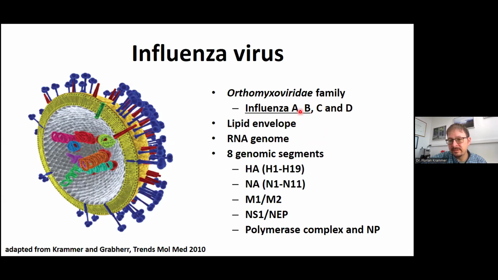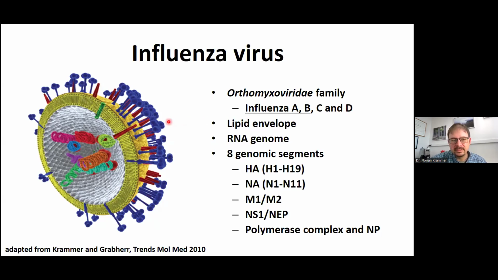Most people are familiar with influenza A and B because they are clinically relevant, right? They cause disease in humans. Influenza C also causes disease in humans, but it's usually common colds. And influenza D only circulates in cloven-hoofed animals, in cows, in sheep, and so on and so forth.